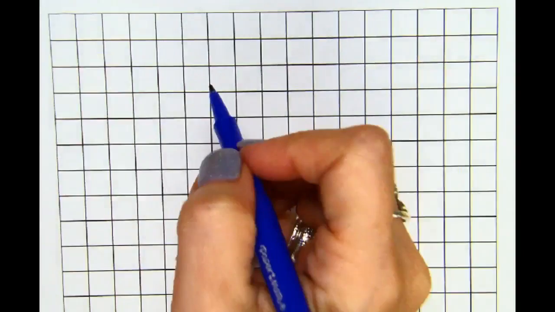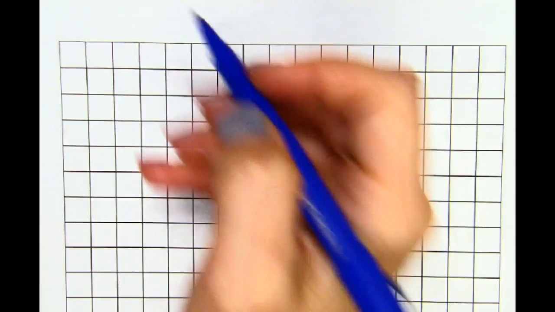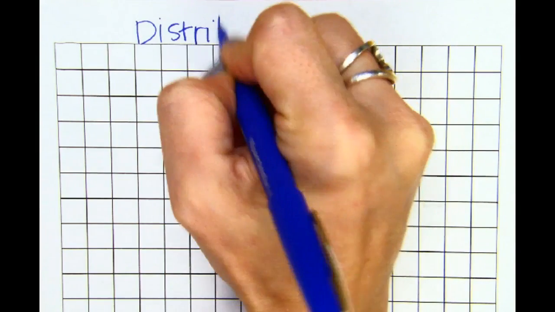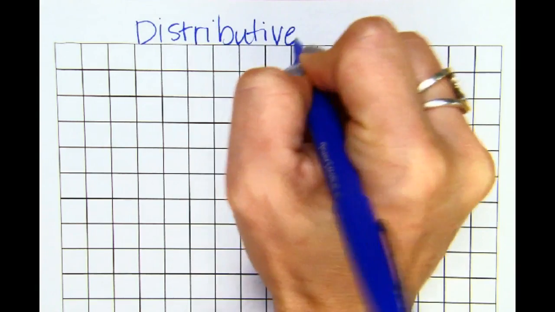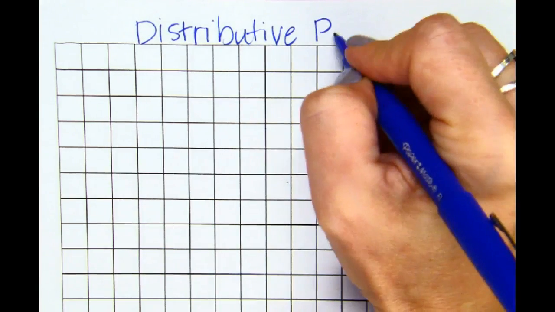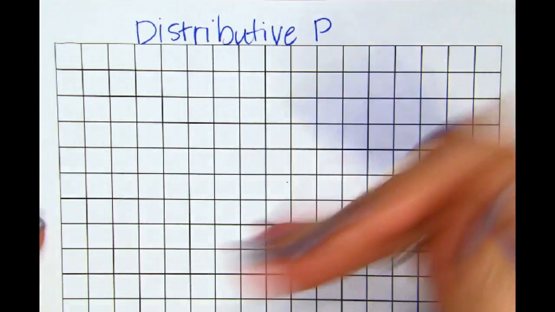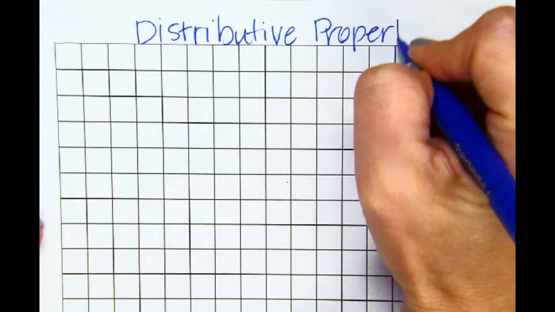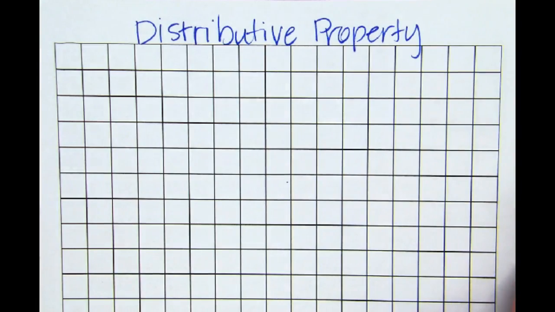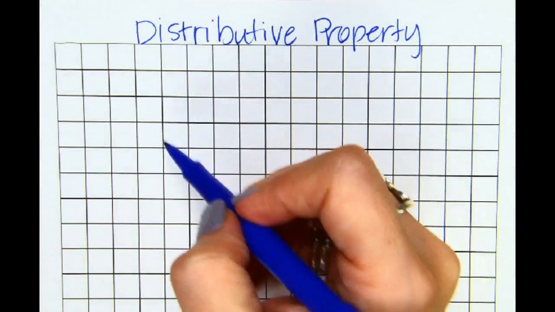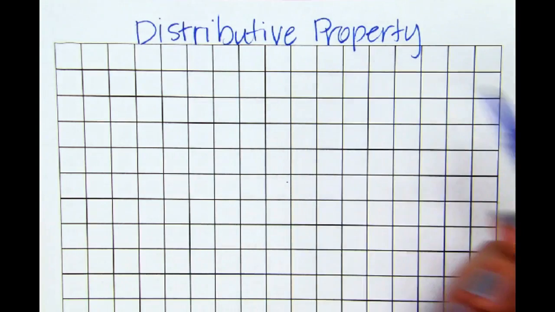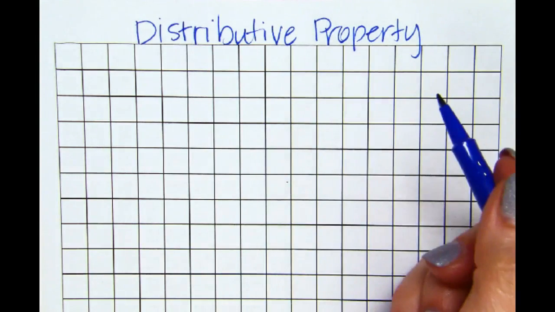Today we're going to be talking about the distributive property of multiplication. Distributive. When you think of the word distribute, you think of passing out, possibly. When you pass something out or distribute papers, you have a group and you're kind of doling it out, like when you distribute cards when you're playing cards.